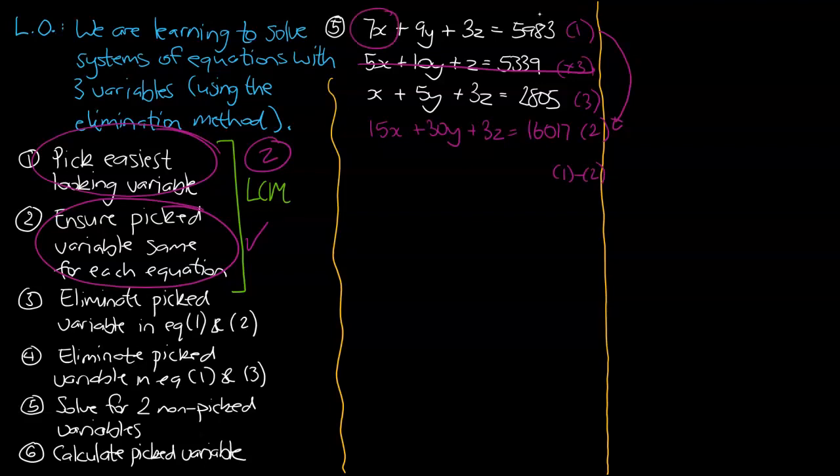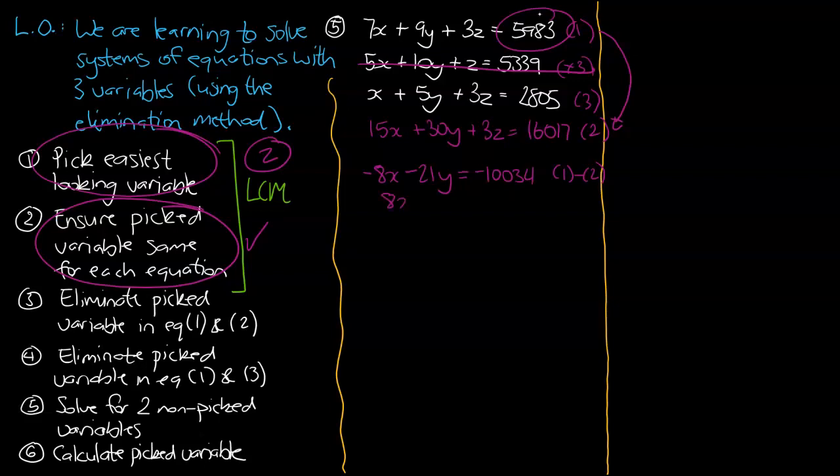So let's start off with 7x minus the 15x. That's going to be negative 8x. We've got the 9y minus the 30y. That's going to be negative 21y. And the z's, 3z minus 3z is 0, so they cancel each other out, and that's what we're looking for. And then finally, we've got 5,000 and whatever minus 16,000 or whatever. Subtracting them is going to get us a big negative number by the looks of it, and that was negative 10,034. Because all 3 parts of this equation are negative, let's make them all positive.